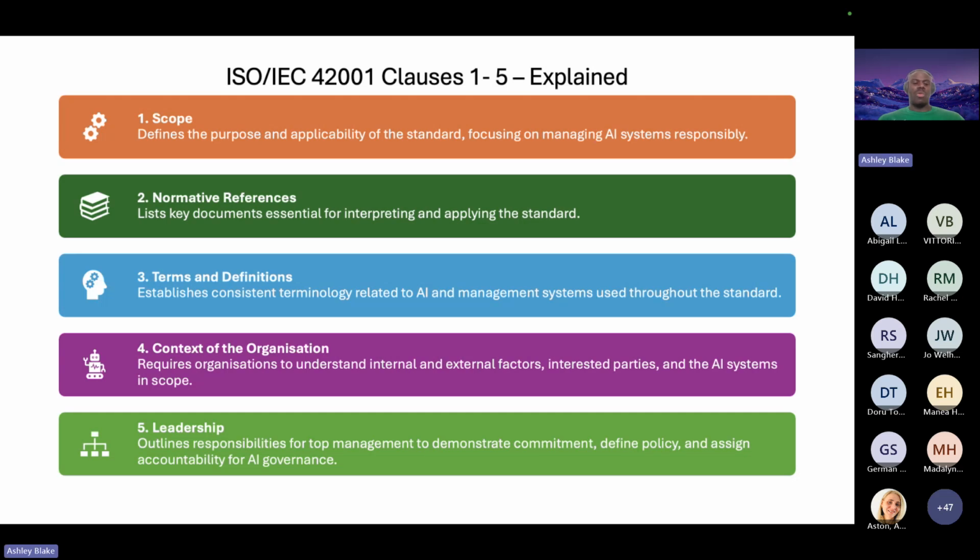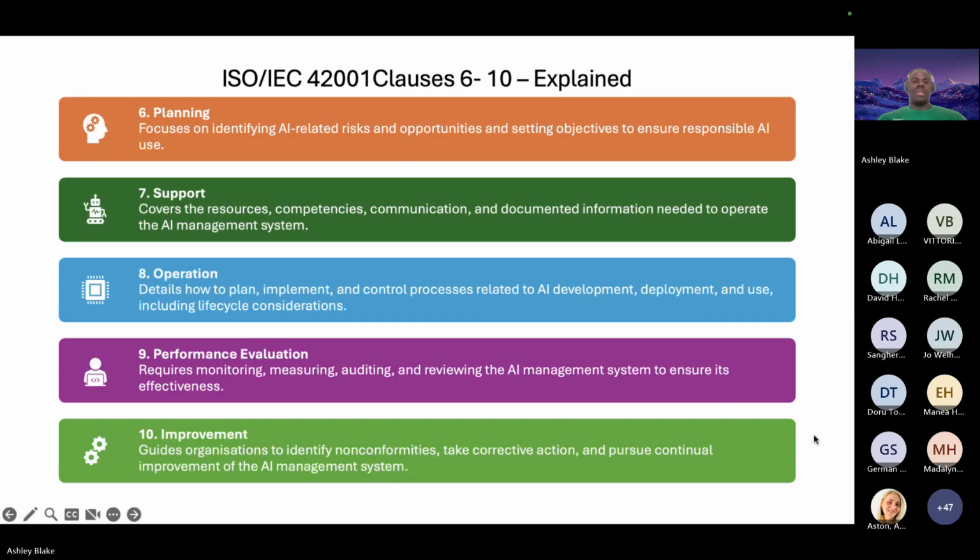5 sets out your leadership roles. So this outlines the responsibility for top management to demonstrate a commitment, define a policy, and assign accountable people for AI governance. 6 is focused around planning. So that's identifying AI-related risks and opportunities, and setting objectives to ensure responsibilities of AI use. So 7 is support. So this is where you'll go through to cover the resources, the competency, communication, and documentation needed to operate the AI system.